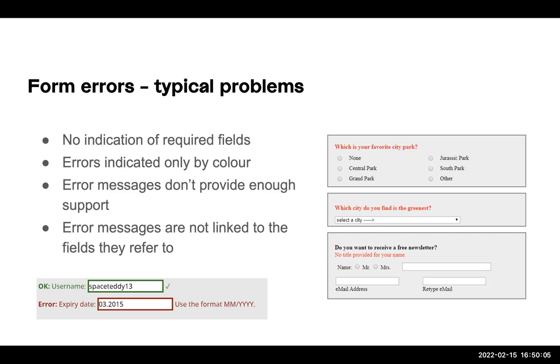While the next one, error, expiry date: you entered an error, and then there is an error message here, which is use the format MMYYYY. This is a good example of an error message. Users who cannot see the color can see the text here, which is use the format MMYYYY. So this is how the user who cannot see the color will see this error, which is a good thing. The other good thing is that you tell the user what exactly to do to remediate this error.